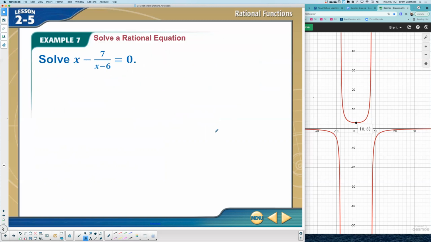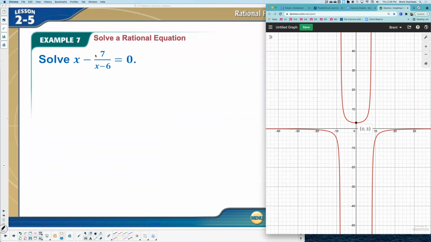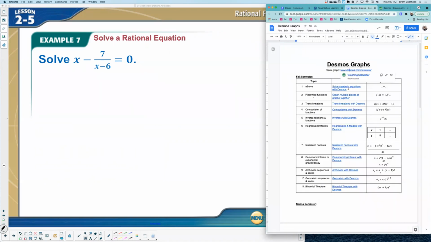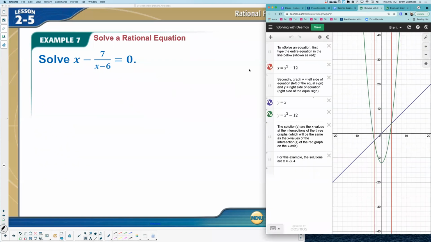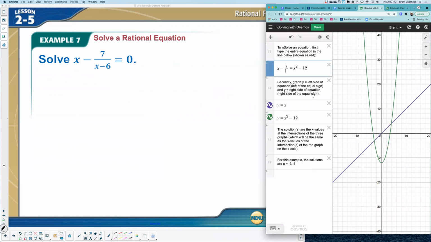All right, let's take a look at example 7. So I'm going to use nsolve here to do the algebra. If you were going to do this by hand, what you would need to do is multiply by the denominator, which I can do in a second, but I'm going to go to nsolve here and first find the exact values to this answer. So the first instruction is to graph the equation as given. So -7 divided by x minus 6, all that equals 0.